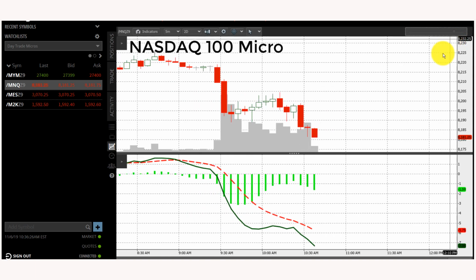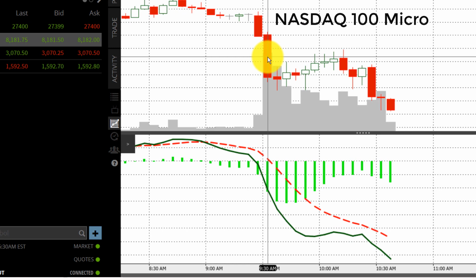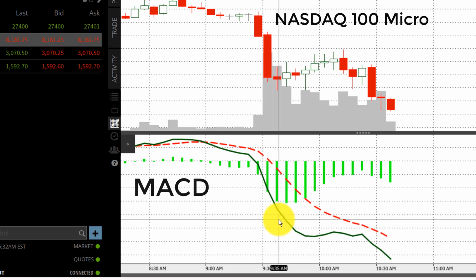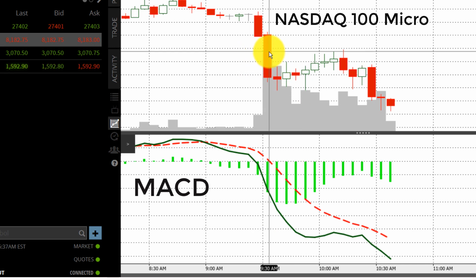You can see at 9:30 the market opens. It's opened down this morning, and you can see the MACD indicator on the bottom. The candlestick chart is set for 5-minute increments.